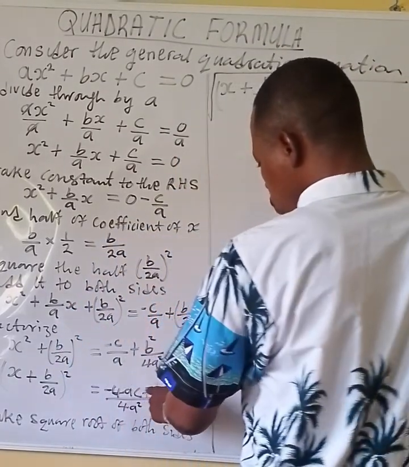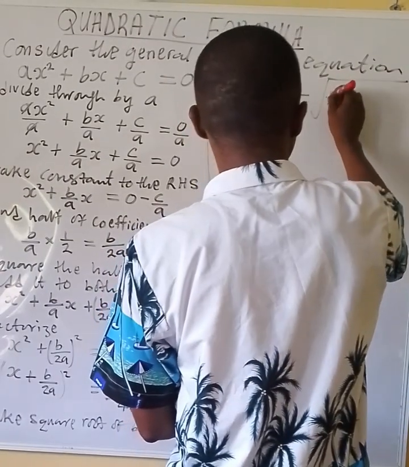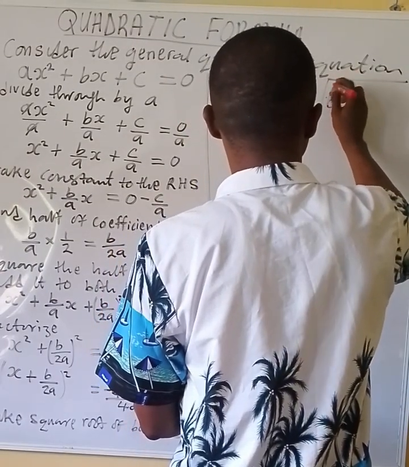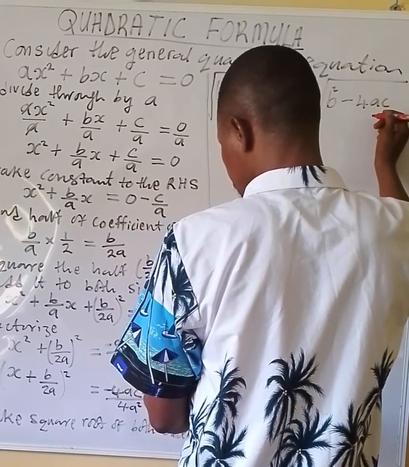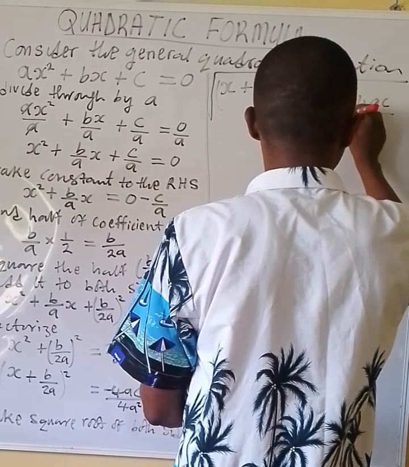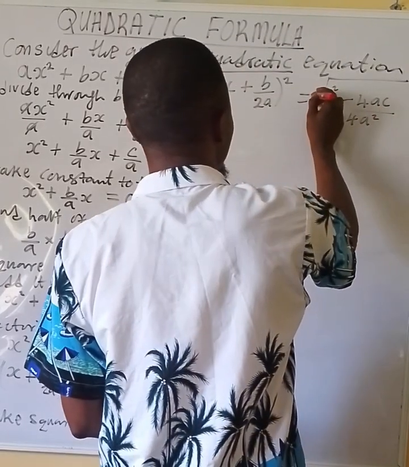so now we will rearrange this. This b squared will come first. b squared minus 4ac, everything over 4a squared. So then we have plus or minus.